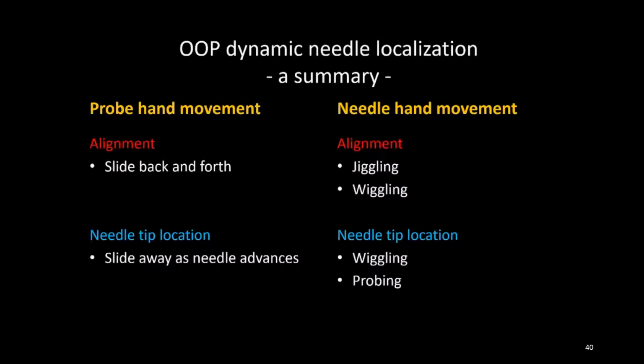So to summarize, while using a probe, the probe hand movement will always be the slide back and slide forth movement, for the alignment of the needle and the needle tip location. And while using the needle hand, we can do jiggling and wiggling, which is the side by side movement, and probing movement, so as to know the needle tip location and alignment.